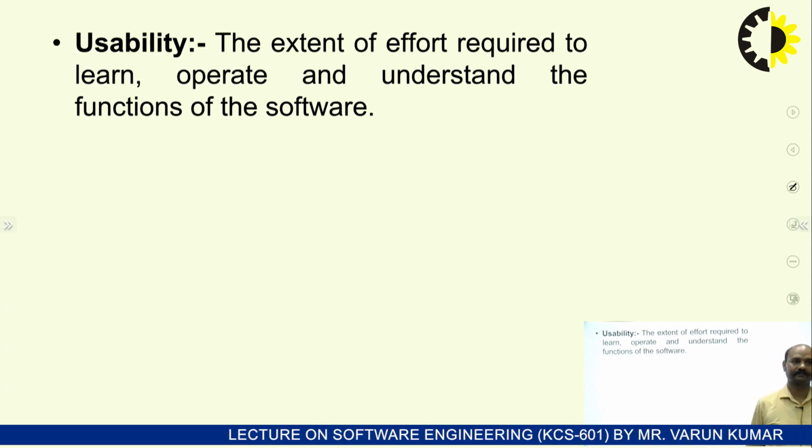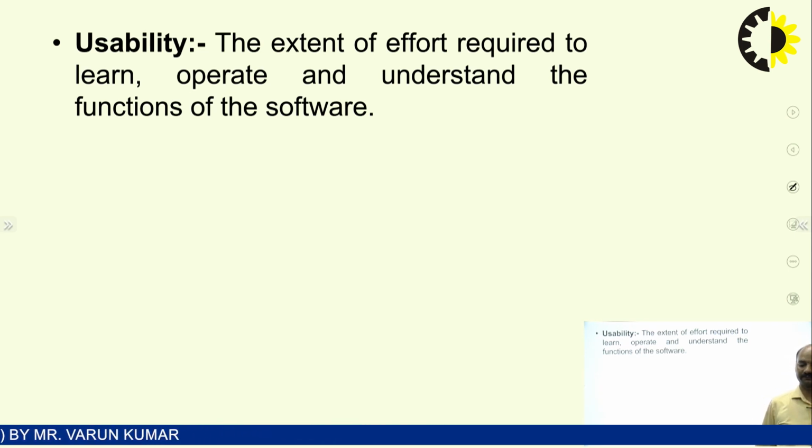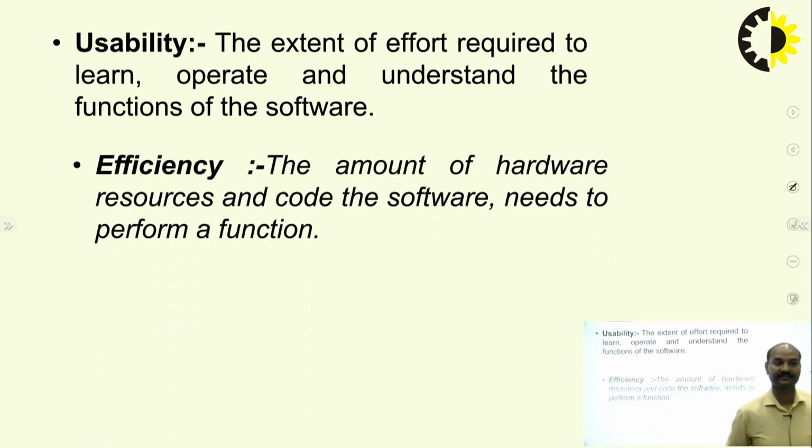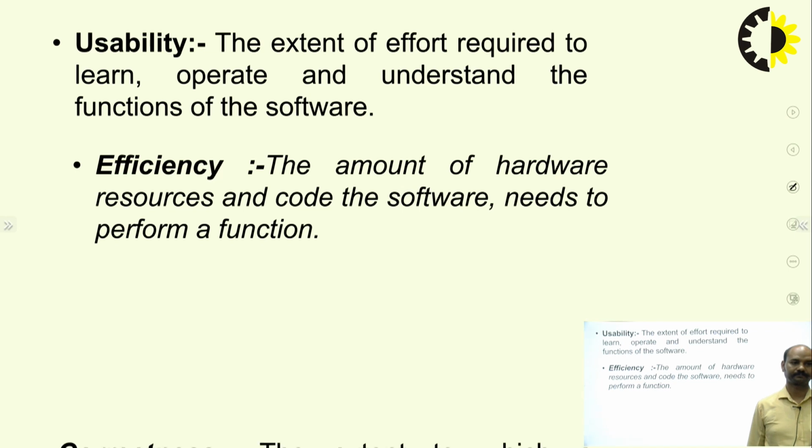We are discussing usability: the extent of effort required to learn, operate and understand the function of the software. That is the usability. Then another one is the efficiency: the amount of hardware resources and code the software needs to perform a particular function. That is the efficiency.